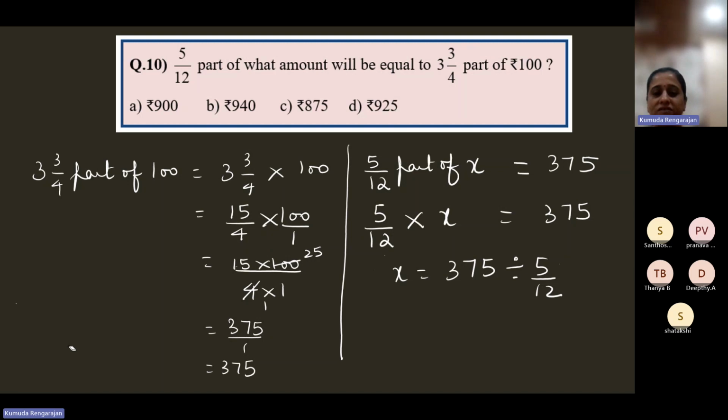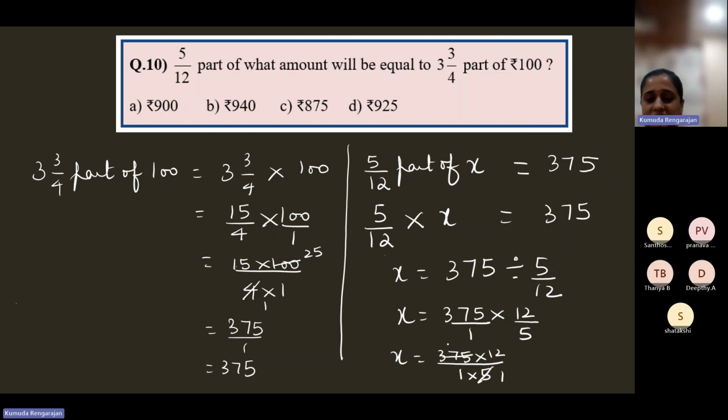Same thing here, 375 divided by 5/12. So x will be equal to 375 into 12/5. Division becomes multiplication, and take the reciprocal of the second fraction. Multiply the numerators, 375 into 12 by 1 into 5. Simplify, 5 ones are 5, 5 sevens are 35, 2 remains, 5 fives are 25. Now 75 into 12, 75 into 10 is 750, 750 plus 150, so 900. x is 900, so rupees 900.